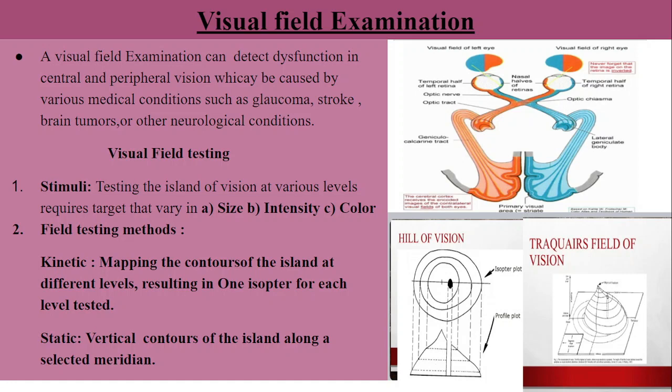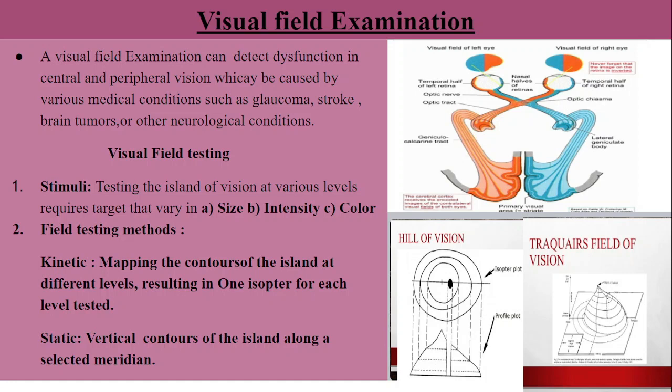Here are some more details. Visual field stimuli. First one, size. Targets of different sizes can be used to test different parts of the visual field. Smaller targets are used to test central vision, while larger targets are used to test peripheral vision.